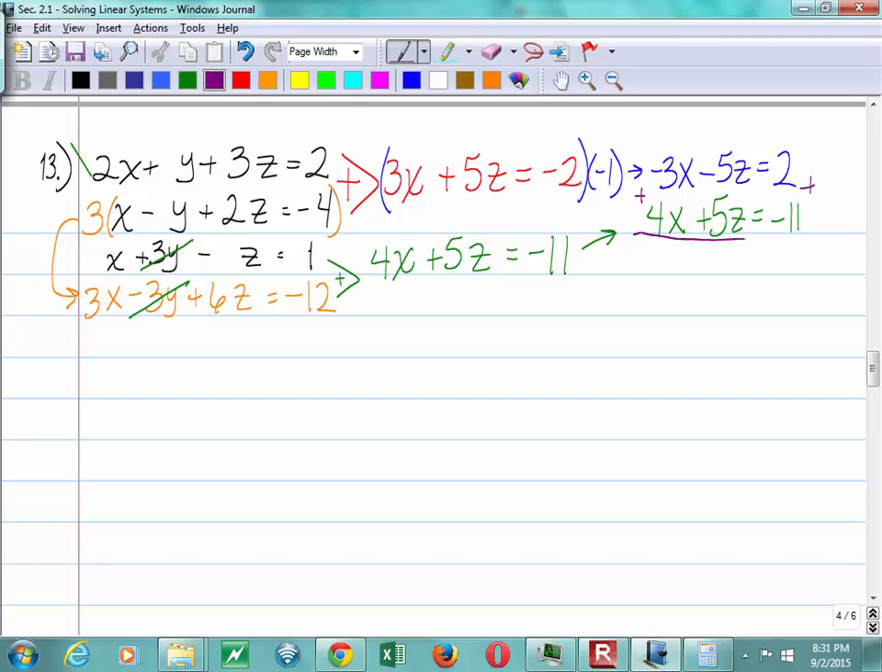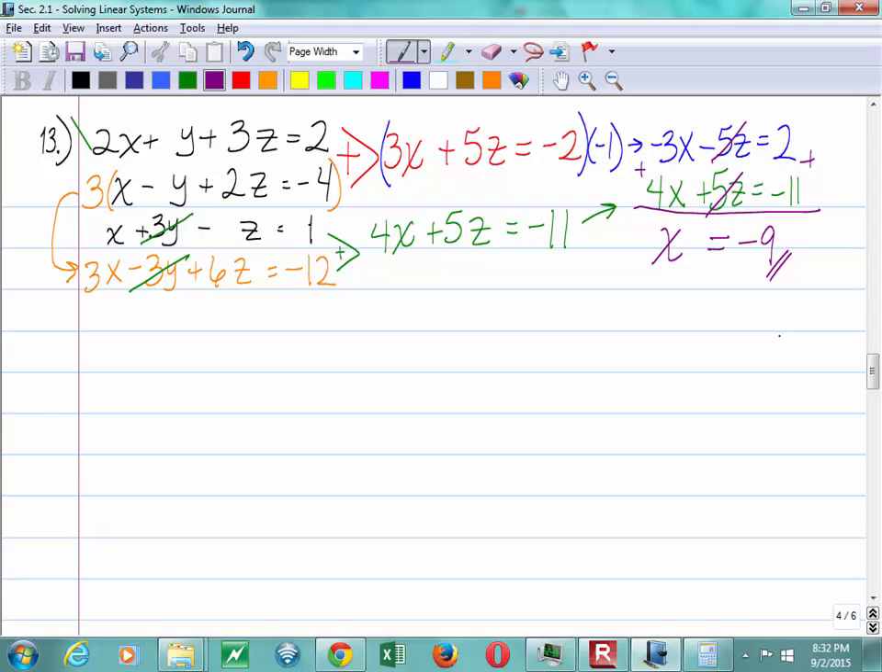So now I'm adding these 2 equations together. So negative 3x plus 4x would give me 1x, or in other words, just x. The z's cancel out. And then 2 minus 11 is negative 9. So now I know that x is equal to negative 9. And I'm just going to put a couple little hash marks underlining just to show, hey, this is one of my answers, but not my final answer yet. So now I would take that negative 9 and I would plug it in place of the x in one of my 2-variable equations.